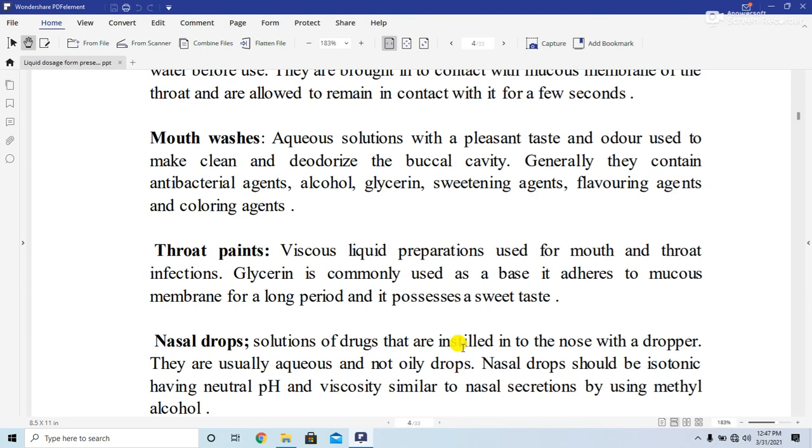Another liquid dosage form is called nasal drops. Nasal drops are solutions of drugs that are instilled into the nose with the help of a dropper. They are usually aqueous, not oily drops. Nasal drops should be isotonic, having a neutral pH, meaning the pH must be equivalent to your biological system. Nasal drops should also have viscosity similar to the nasal secretions, achieved by using an agent such as methylcellulose.